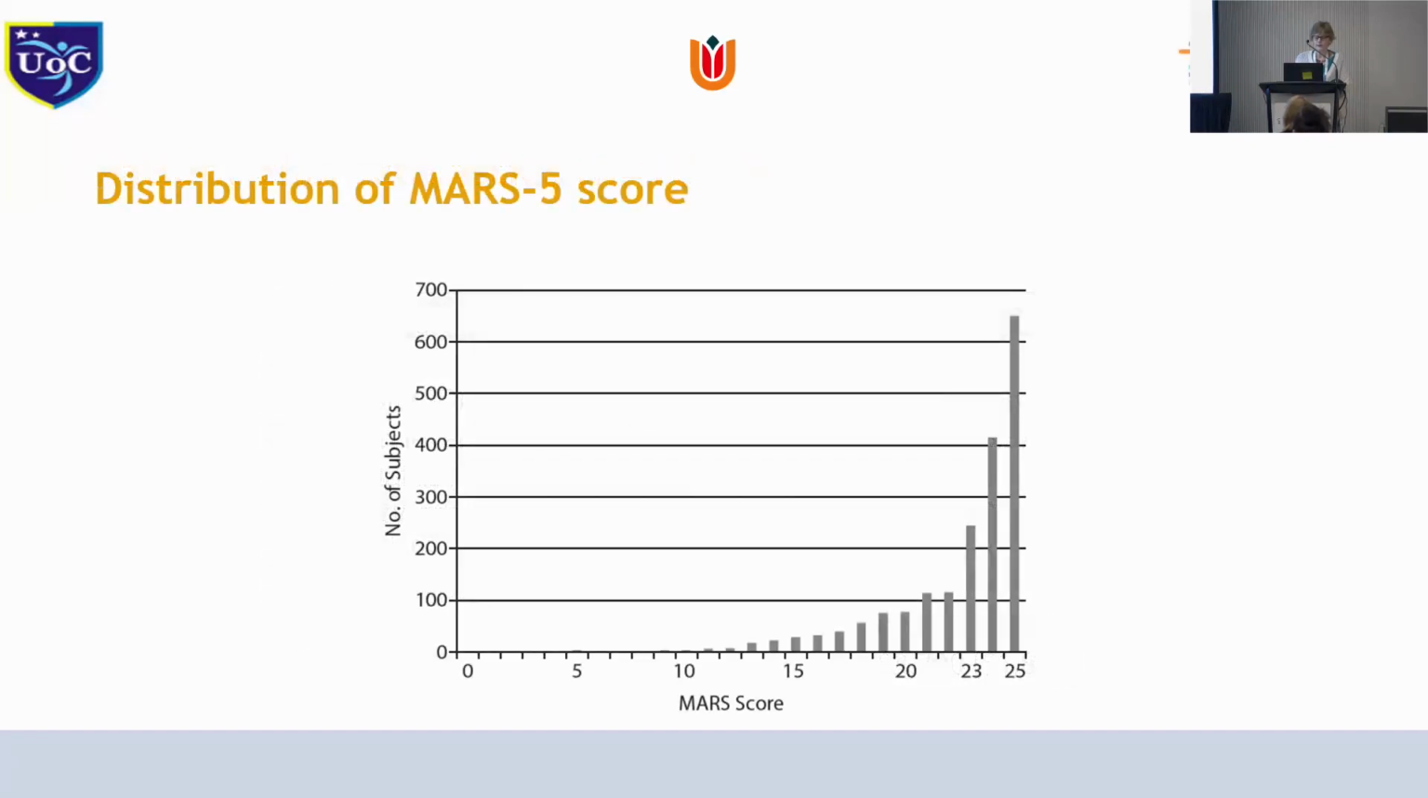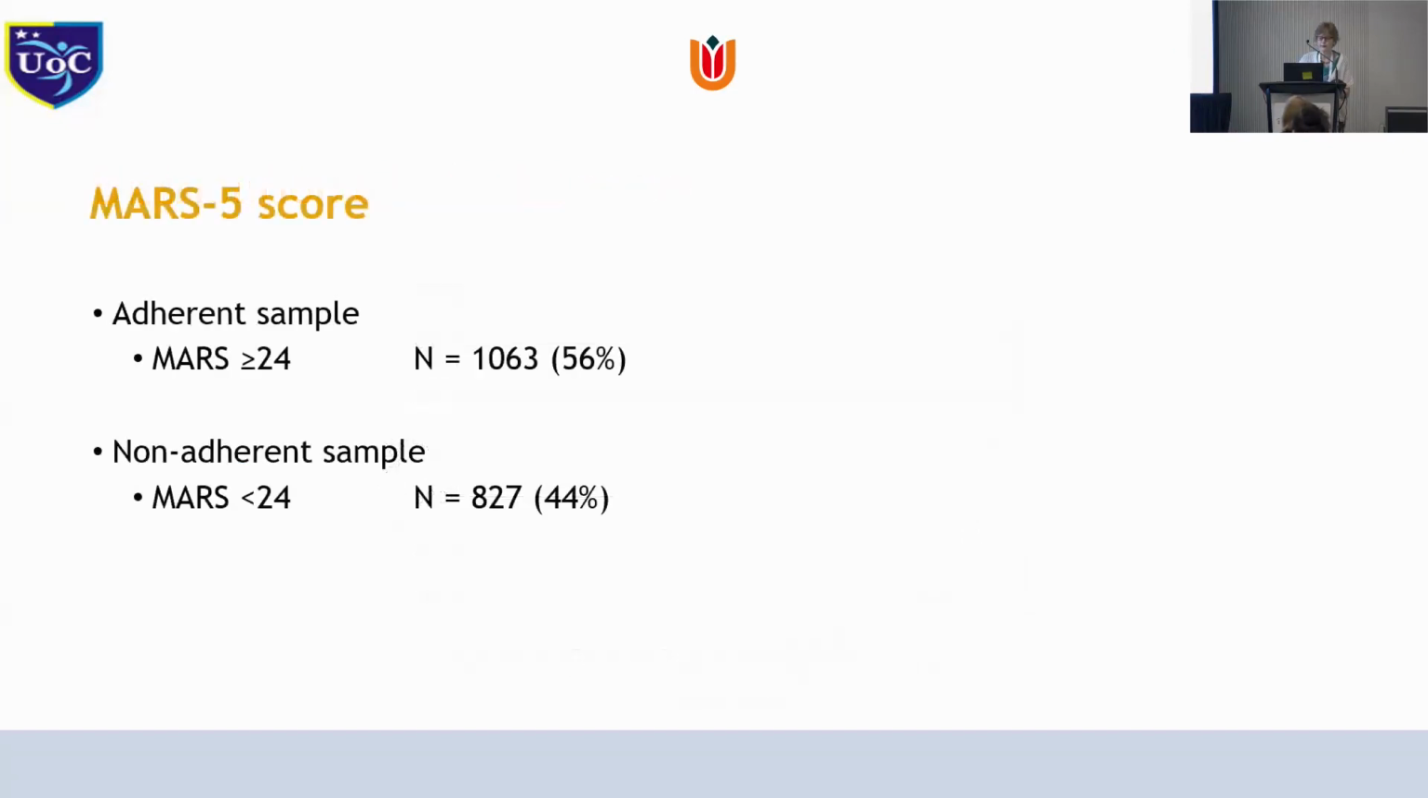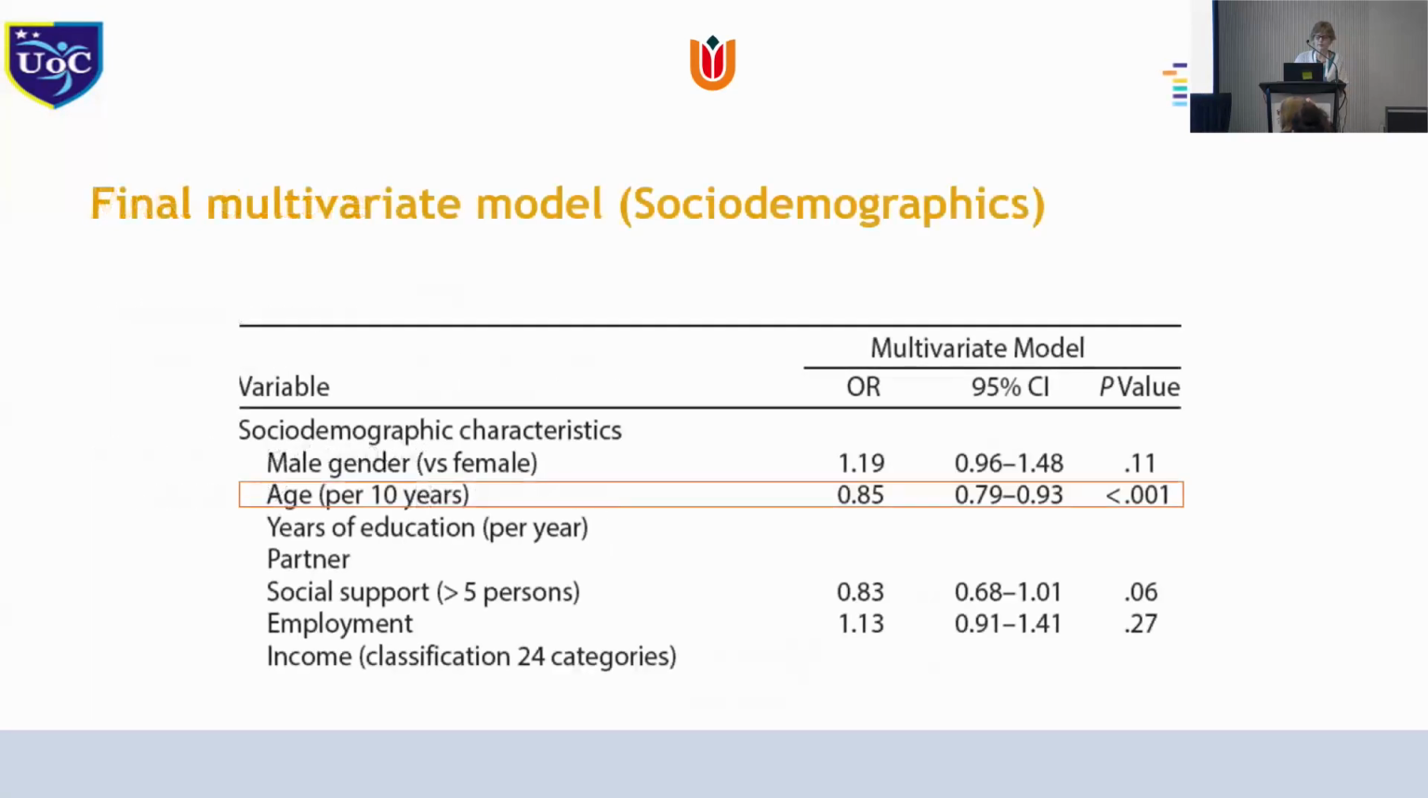And here you see the distribution of the Mars 5 score, and you see that a large part of the people had 24 or 25 points, but there were also people with less than 24 points, and it is very skewed. And totalized, we had 1,063 people we considered adherent, and 827 people we considered non-adherent.